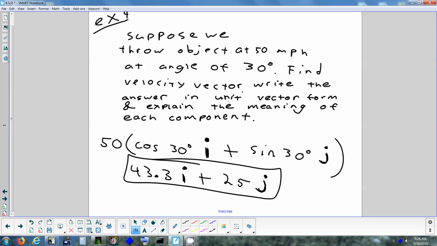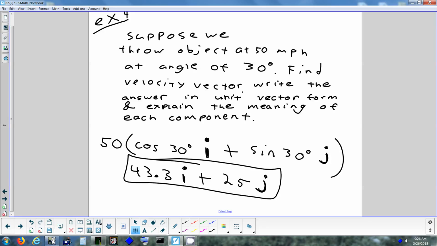Now I want to understand what each component means. Anyone think they can tell me what this 43.3 means? If you were to really do this, throw an object at 50 miles an hour at an angle of 30 degrees. Yeah, it's the speed in the horizontal direction. So one way to think of that is if there was a wall in front of you and you threw an object just like they described, it would hit the wall at 43 miles per hour, roughly. If you were standing in front of the person throwing it and you pointed a radar gun at the ball coming at you, it would say it's coming at you at 43.3 miles an hour, not 50, because they're not throwing it straight at you. There's an angle to it.